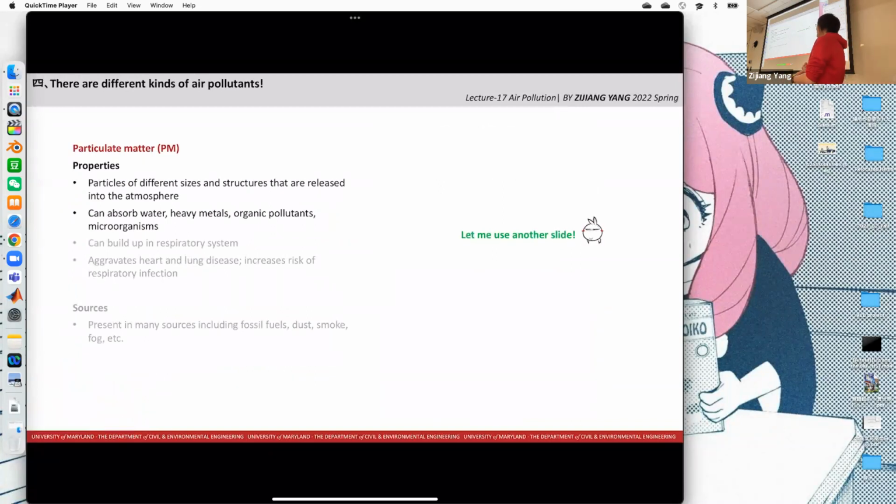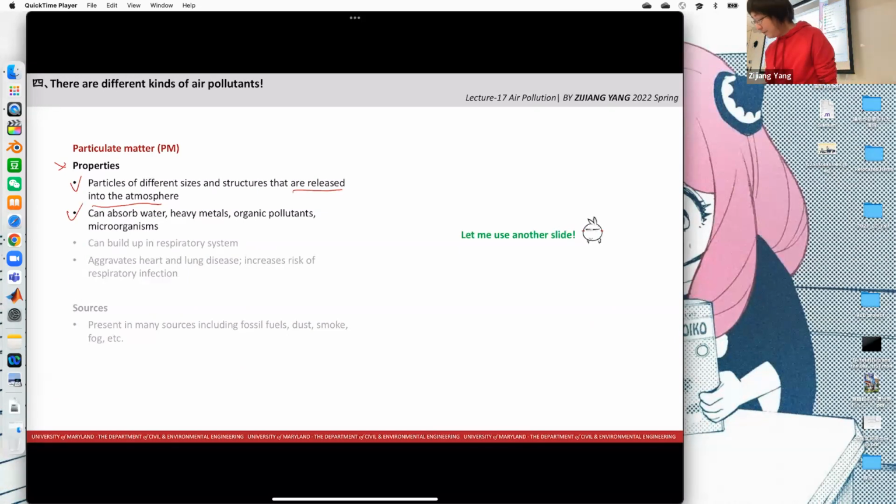And the next one is particulate matter. This is what my research is about. PM is called particulate matter, and it refers to particles of different sizes and structures that are released into the atmosphere. And it can absorb water, heavy metals, organic pollutants, and microorganisms.